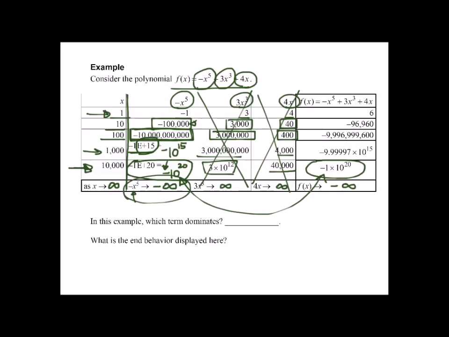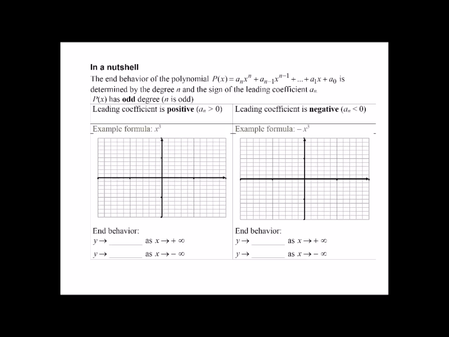So in this example, to answer the question of which term dominates, it should be obvious that it's the negative x to the 5th term that dominates. And the end behavior displayed here is such that y goes to -infinity as x approaches positive infinity. And that is what the negative x to the 5th term does. So in a nutshell, the end behavior of any polynomial of this form is really determined by the degree n and the sign of the leading coefficient an. So in the previous example, the degree was the 5th power, the sign of the leading term was negative, and it has to be one of those 4 following examples here.